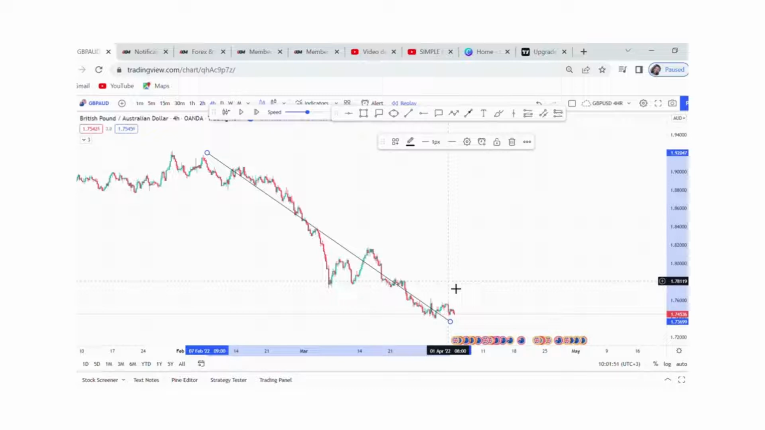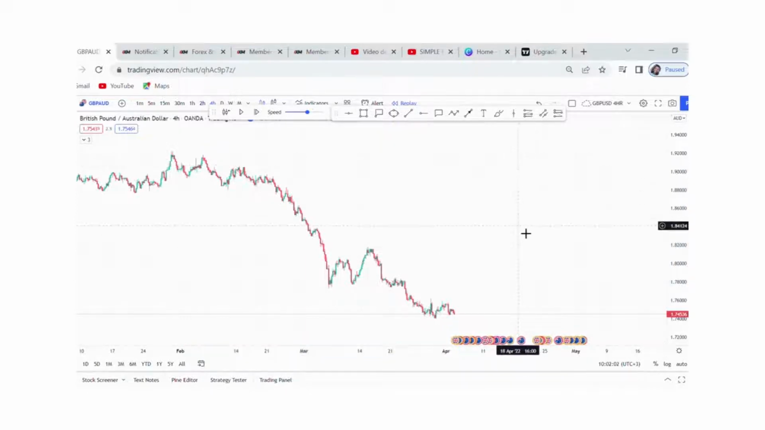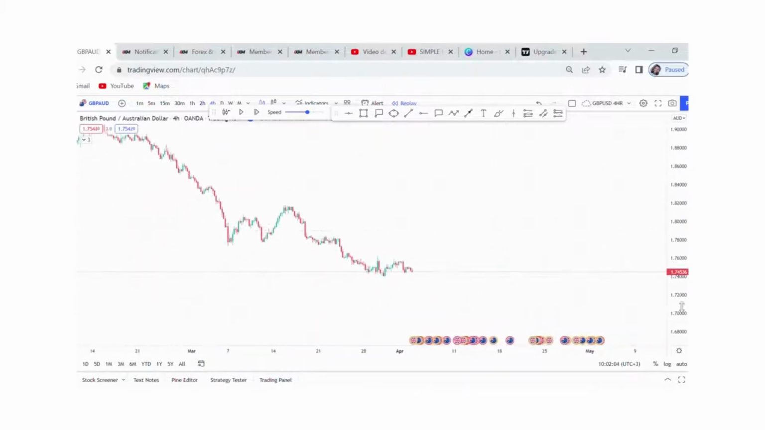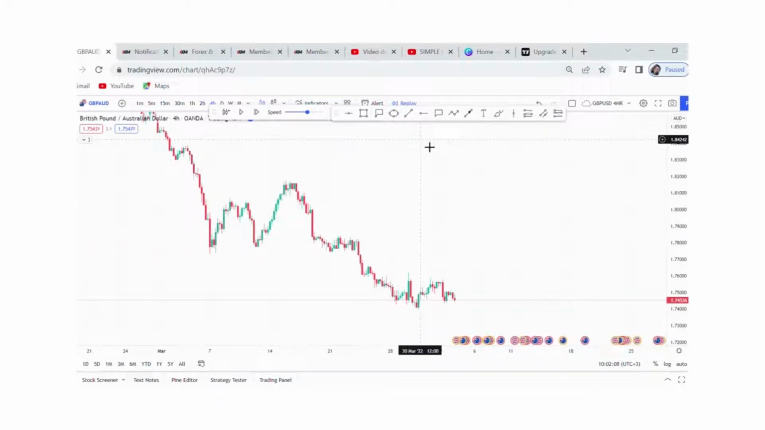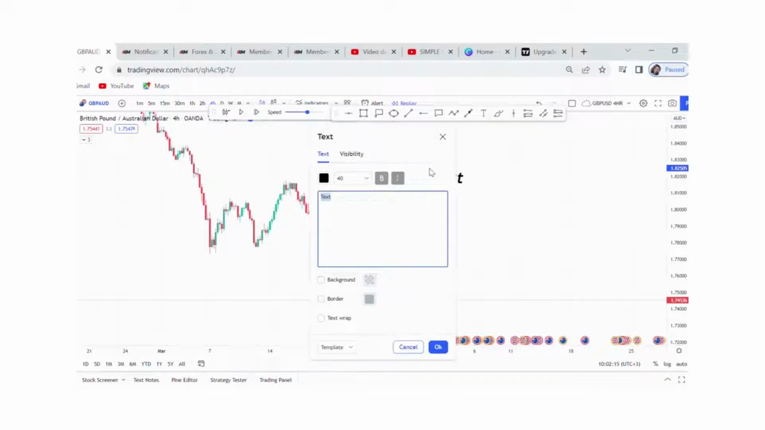So number one, identify the trend. Number two, after you identify the trend, just identify what the market is doing. So our strategy is called break and retest, and it's whenever you notice that the market is on a channel. So the strategy is break and retest on a channel. So the market has to be on a channel.